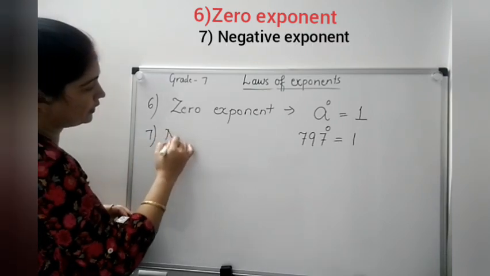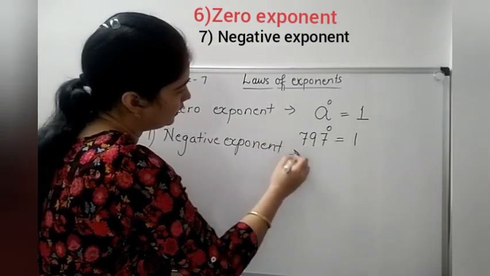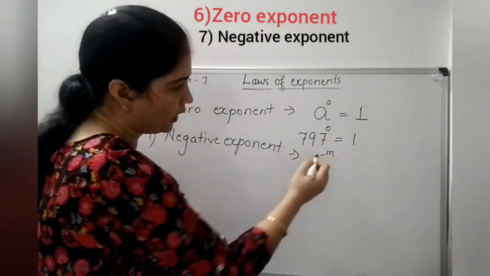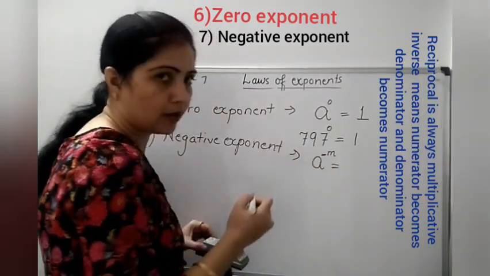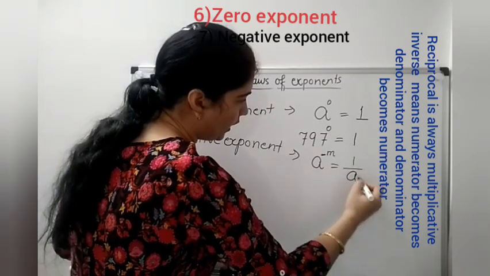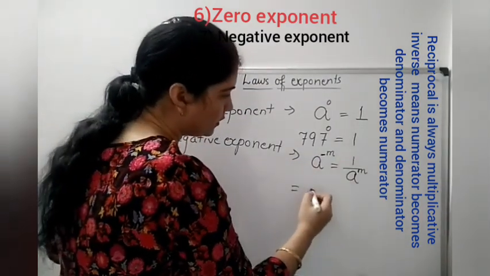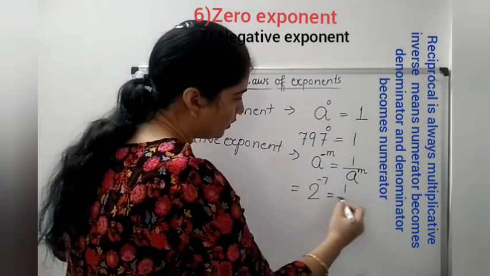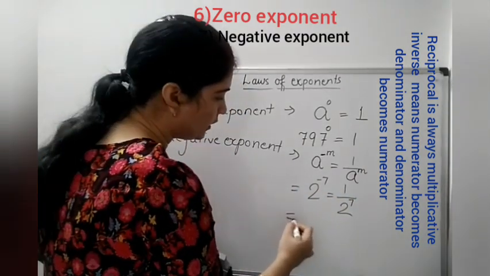Now, that was the 0 exponent. Suppose the exponent is negative, the negative exponent rule. If we have a raised to the power minus m, and we want to convert this negative exponent into a positive one, we take the reciprocal of a. The reciprocal of a will be 1 upon a, and the exponent becomes positive. For example, 2 raised to the power minus 7: the reciprocal of 2 is 1 upon 2, and the negative exponent is converted into a positive one. It can be vice versa also.